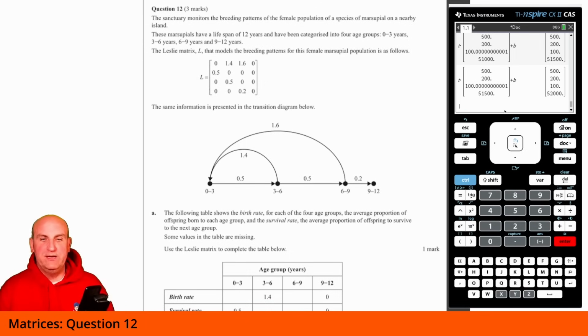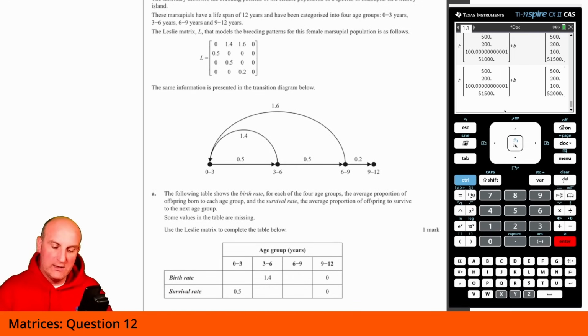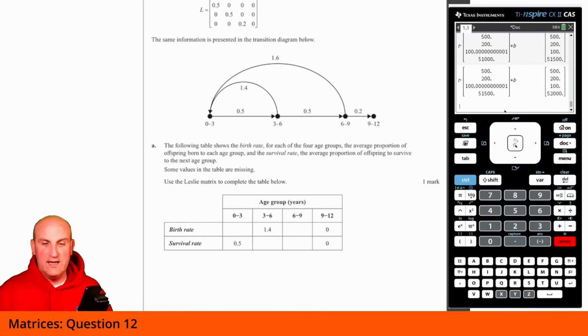So the sanctuary monitors the breeding patterns of the female population of a species of marsupial on a nearby island. All right, so reading the rest of the context of the question, we know we've got our Leslie matrix. Thank you very much. We've got our little transition diagram, I think it is. The following table shows the birth rate for each of the 4 age groups, the average proportion of offspring born to each age group, and the survival rate. Some values are missing on the table.